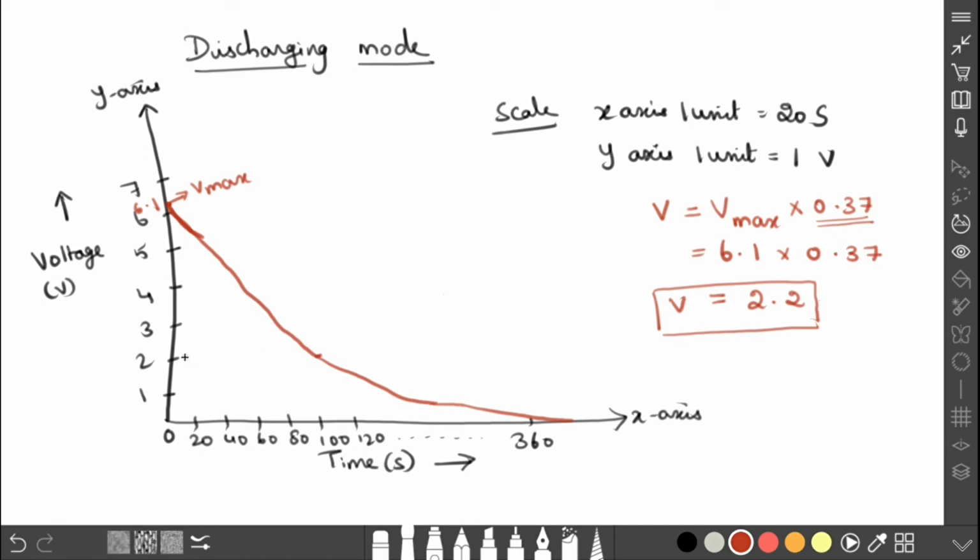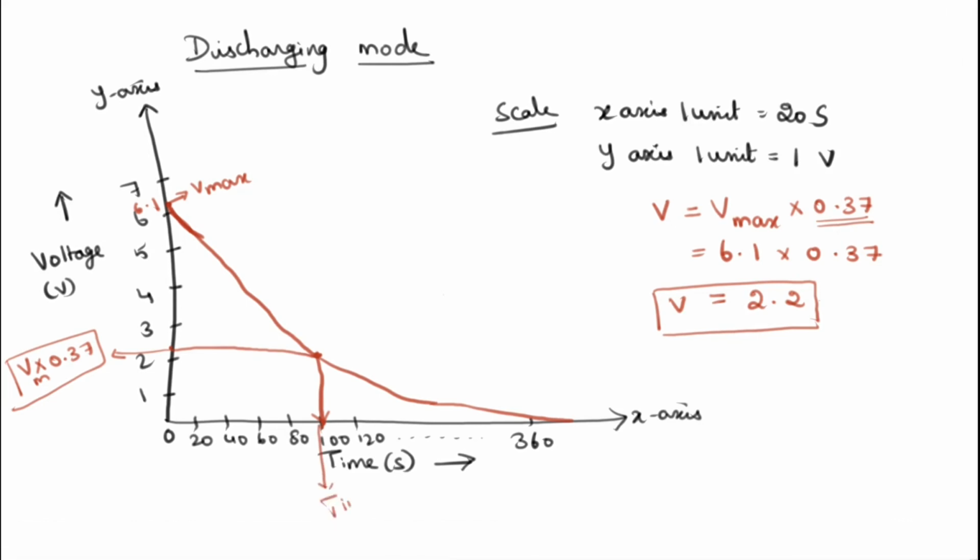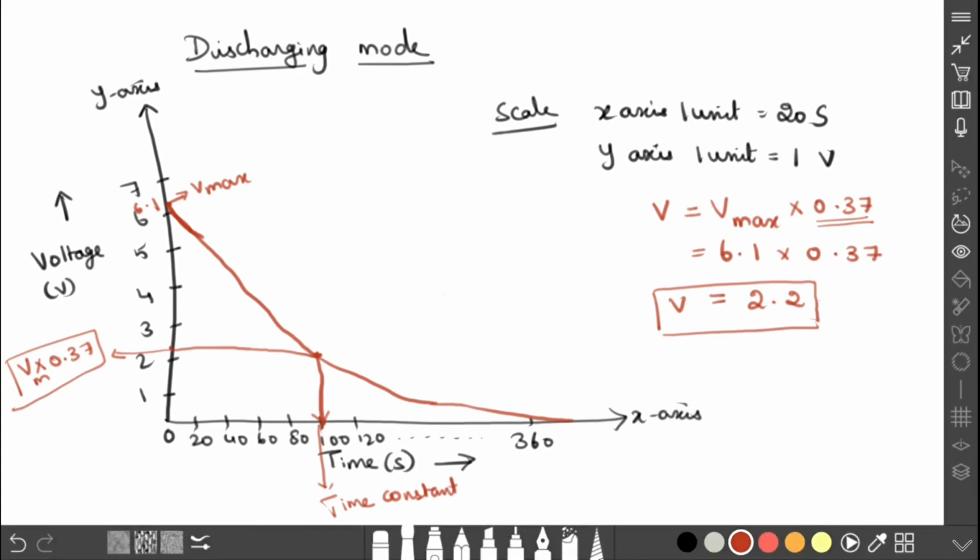Where is 2.2? Here the 2.2 is. From this 2.2, draw a straight line to cut the graph. This point is V equal to V maximum into 0.37. We have to remember this point. Draw the straight line, and where the line meets the graph, take it straight down here. This is your time constant. How much time constant are we getting? 100. So the time constant T is equal to 100 seconds.